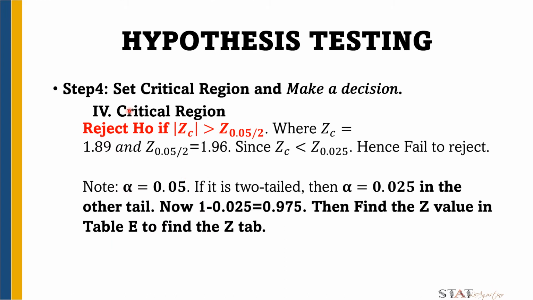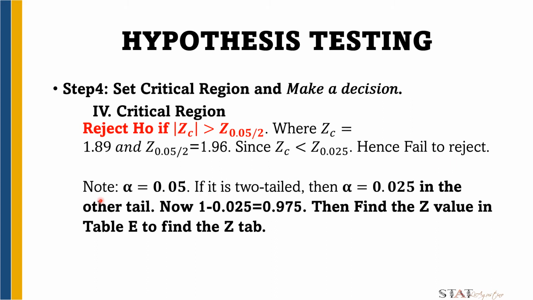Okay, so step 4, we should set our critical region and have a decision. Remember, this is default. Reject H0 if the absolute z computed value is greater than alpha divided by 2, since it is two-tailed, where z computed is equal to 1.89 based on our computation, and 0.05 divided by 2 is equal to 1.96 based on our z table. Since z computed is less than the tabulated z value, hence fail to reject H0.